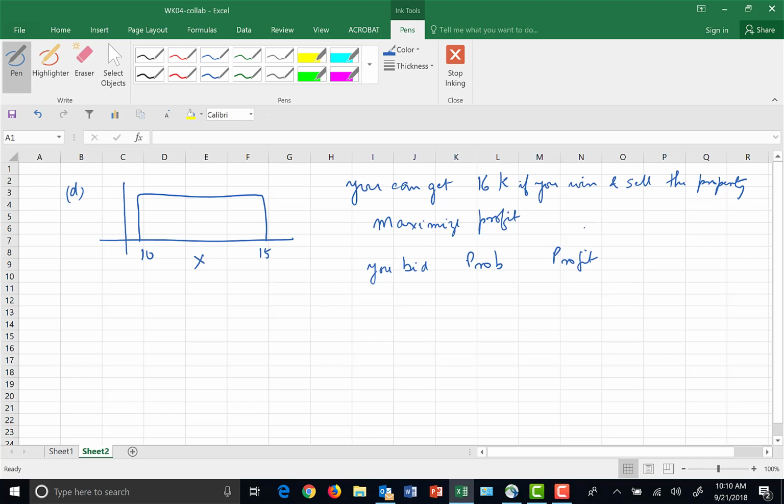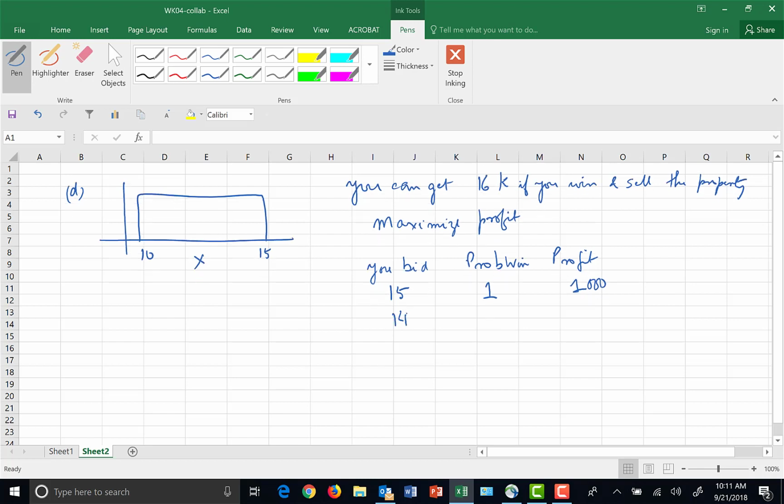So let's start with the obvious one. Let's say you bid $15,000. You are sure to win. Probability of winning is 1. So if that happens, how much profit do you make? Your profit is $1,000, isn't it? Because you will sell it for 16, you just bought it for 15, and you're absolutely certain. So you made a profit with a probability of 1. You can make $1,000 profit absolutely certain.